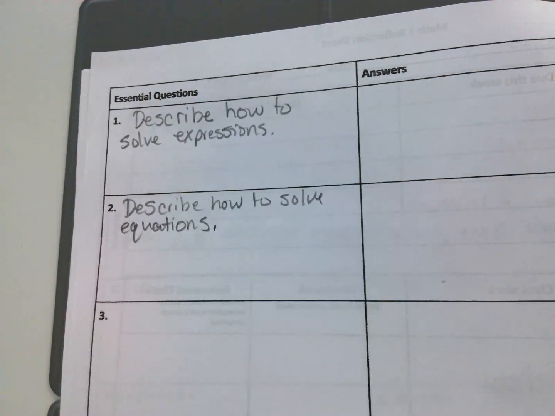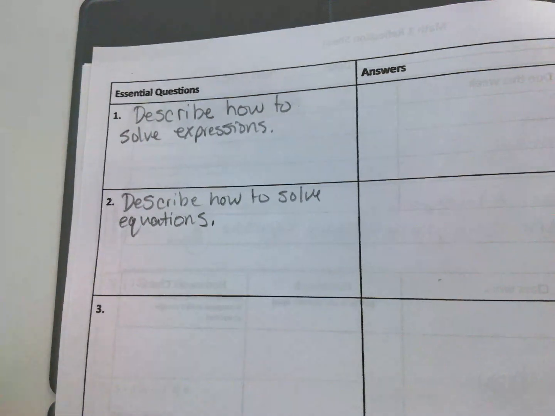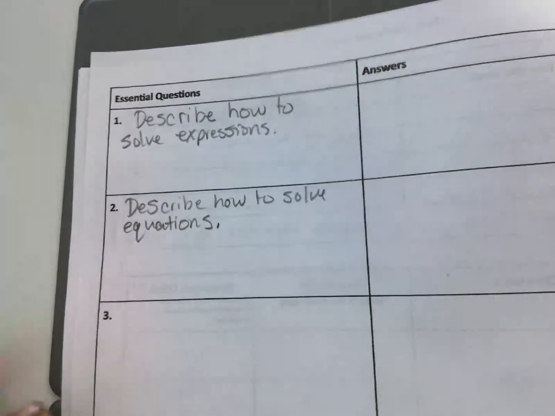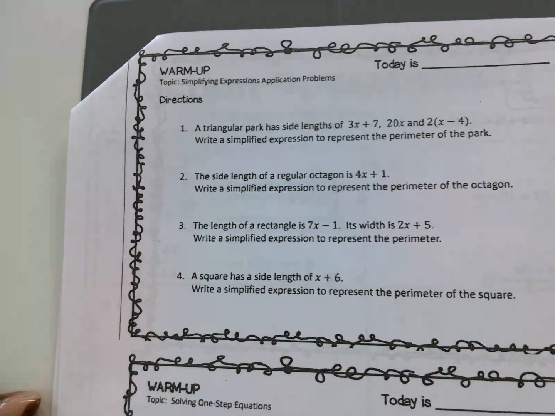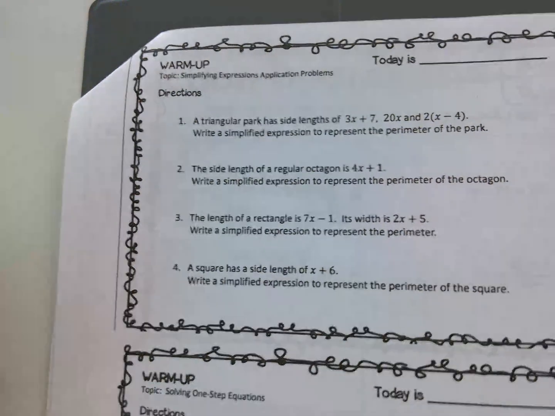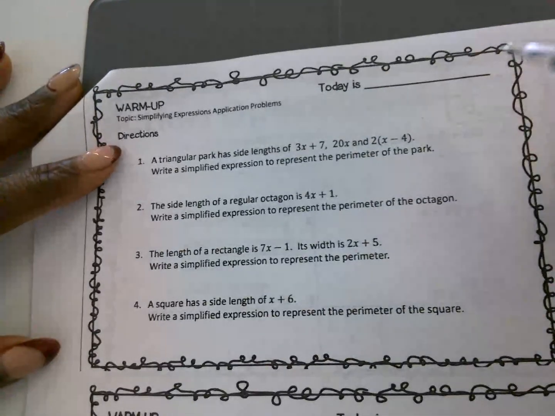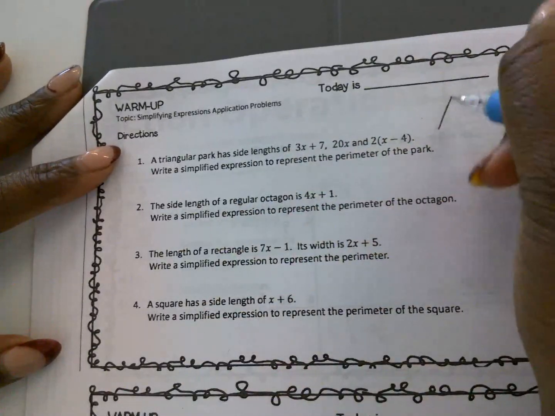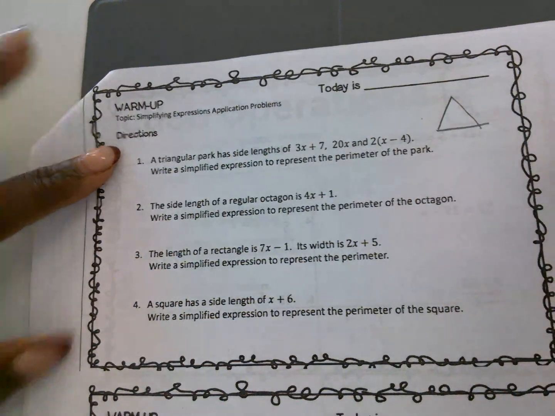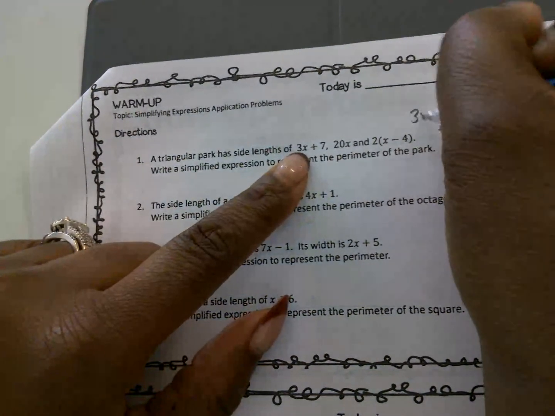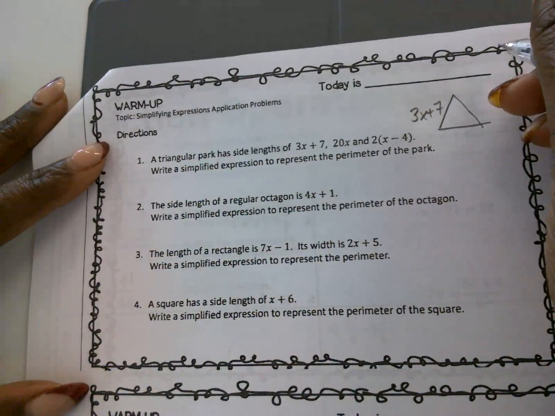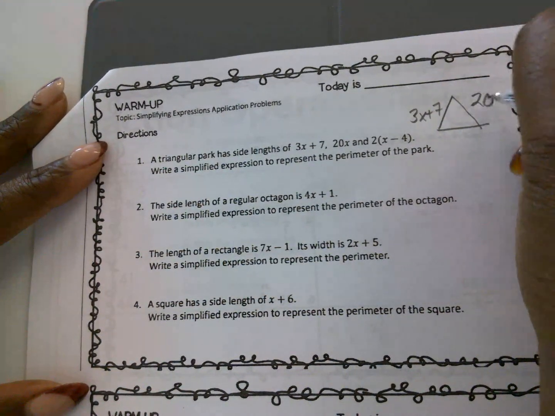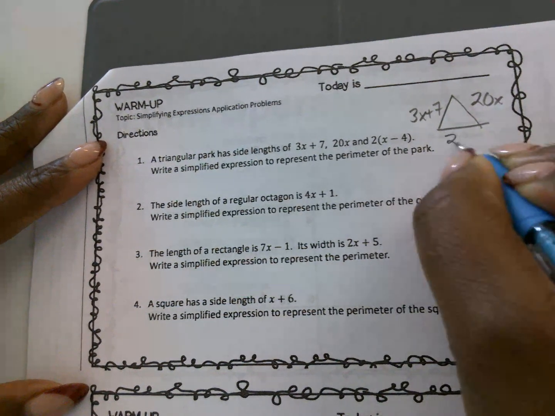All right, let's turn and look at the warm up. Remember, the essential questions are on the board. All right, so we're simplifying expressions. A triangular park has side lengths. Let's draw a triangle. One side is 3x plus 7, and the other side is 20x, and then the other side is 2.